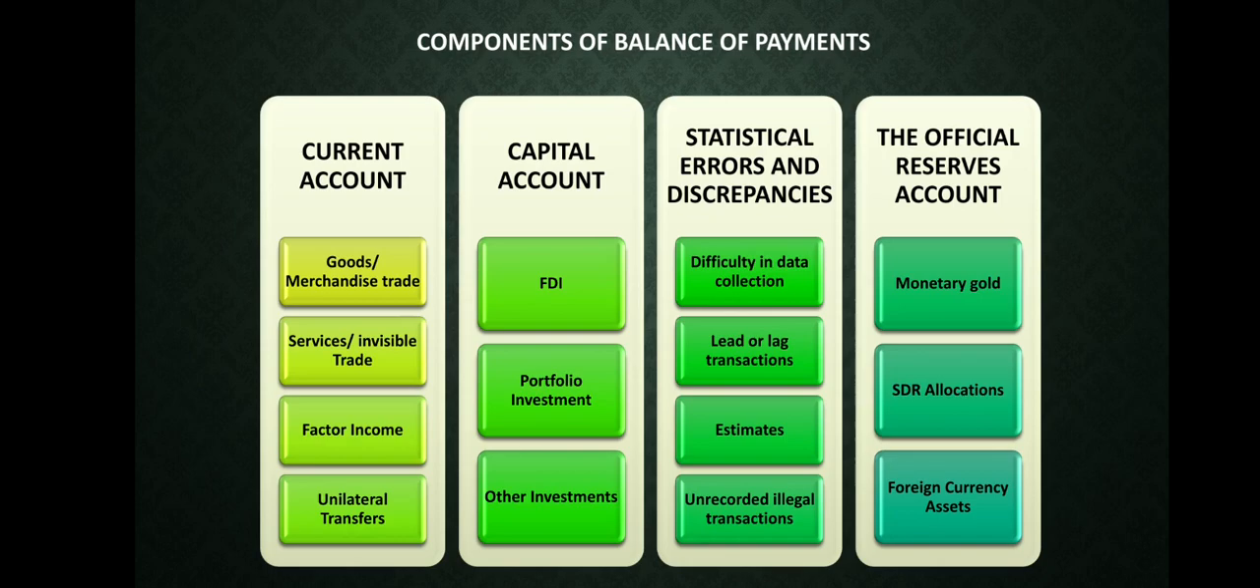The fourth category of the balance of payment statement is the official reserves account. The official reserves account records monetary gold, SDR allocations to a country by the IMF, and foreign currency assets held by the monetary authorities of a country. If the overall balance of payment is in surplus, the surplus gets added to the official reserves account. If the overall balance of payment is in deficit, the official reserves account gets reduced by the deficit amount if accommodating capital flows are unavailable.